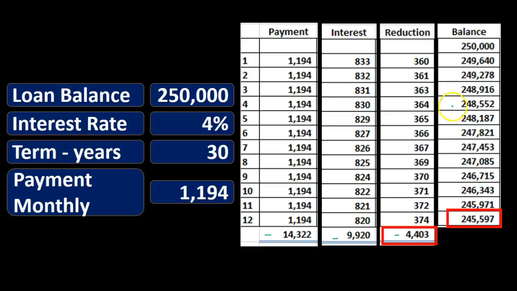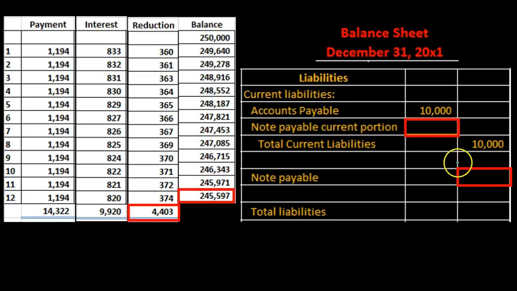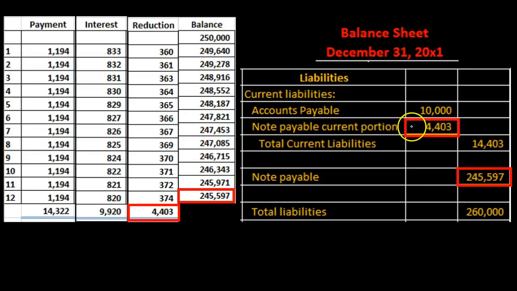Therefore, if we use this table to report our portion on the loan, we're going to be using these two numbers here. Remember, we're trying to report the entire $250,000. That's what we owe. But we're going to say that the current portion of it is the $4,403, and therefore the long-term portion is the $245,597. Long-term portion here, we've got the $4,403 and the $245,597. That's going to add up to the total that is due of the $250,000.